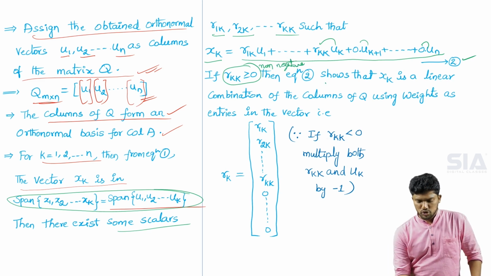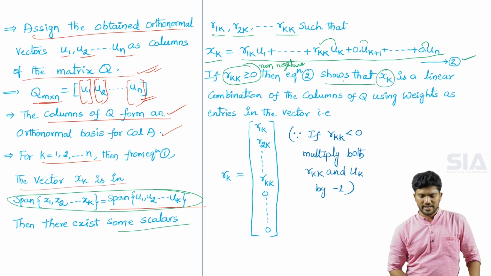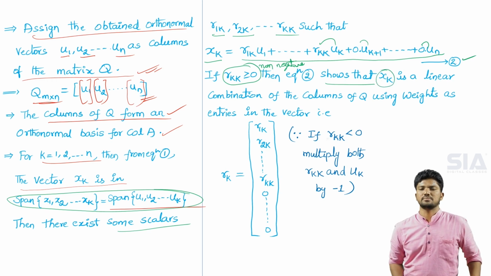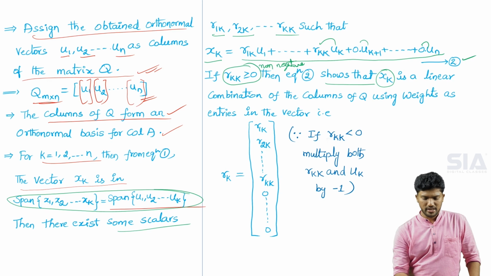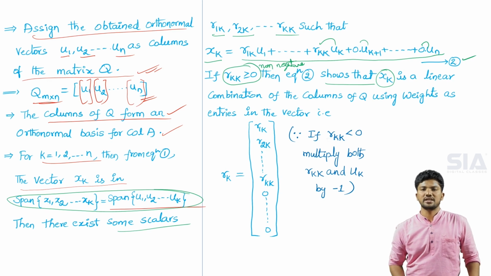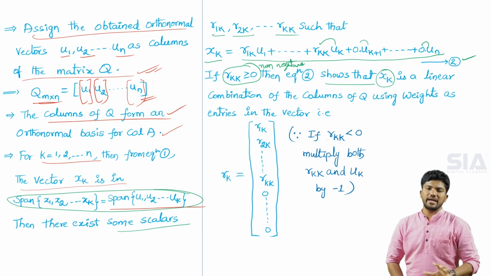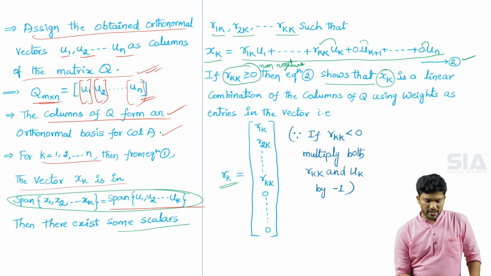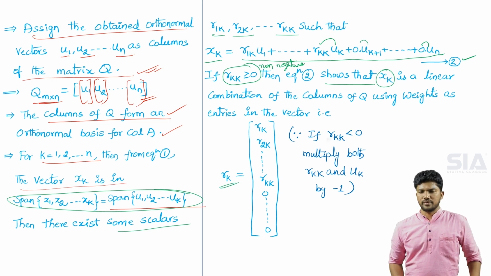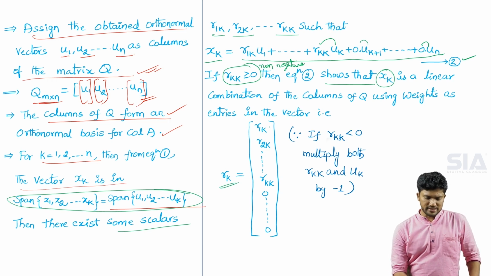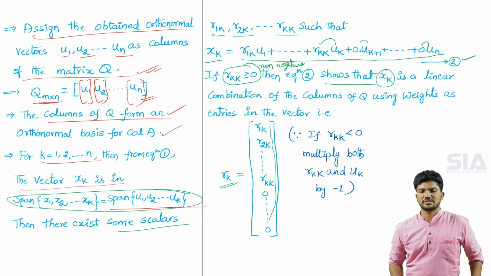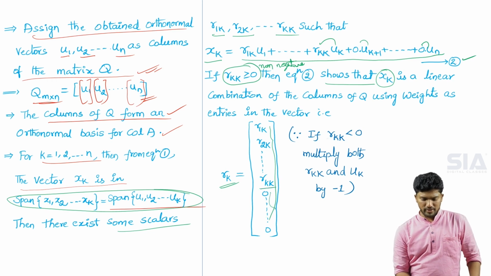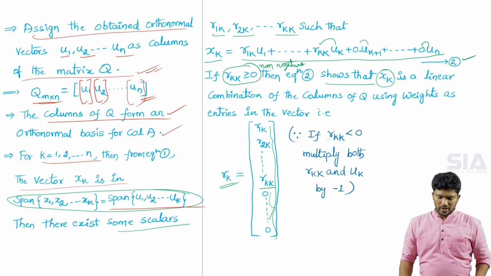Then equation number 2 shows that x suffix k is a linear combination of the columns of Q, using weights as the entries in the vector. So we can write r suffix k is equal to these scalars r1 suffix k, r2 suffix k up to so on r suffix kk. Remaining values will become 0.